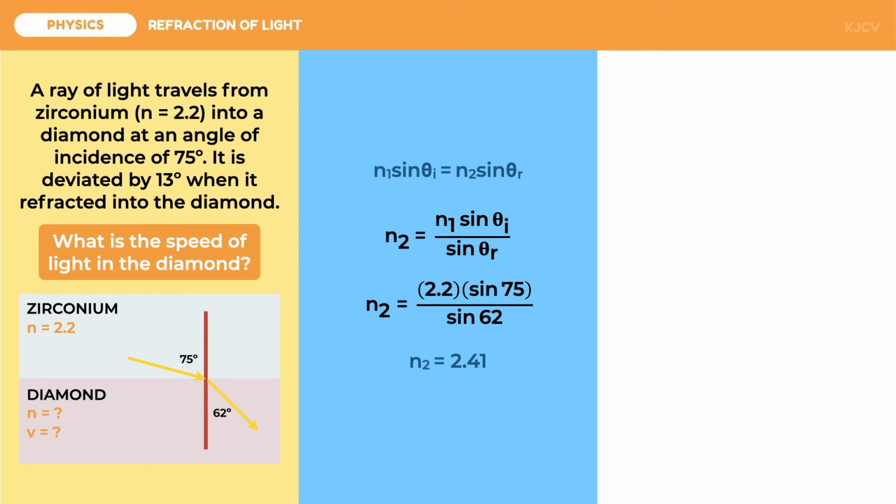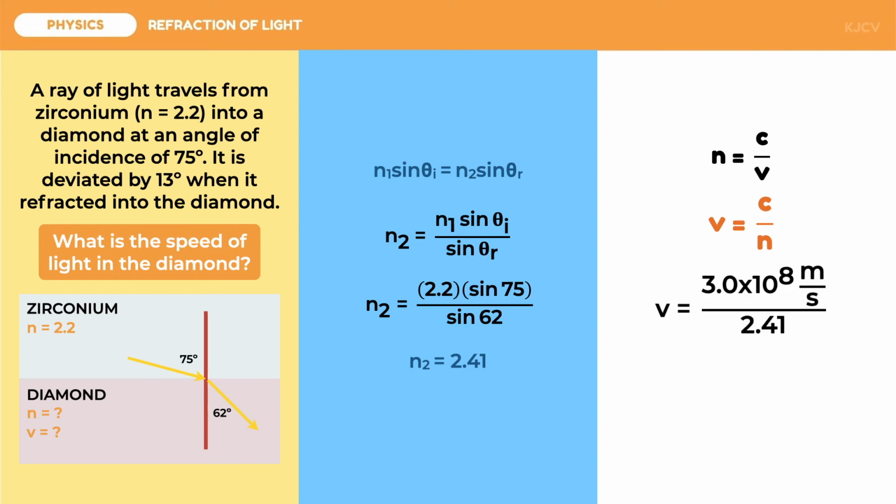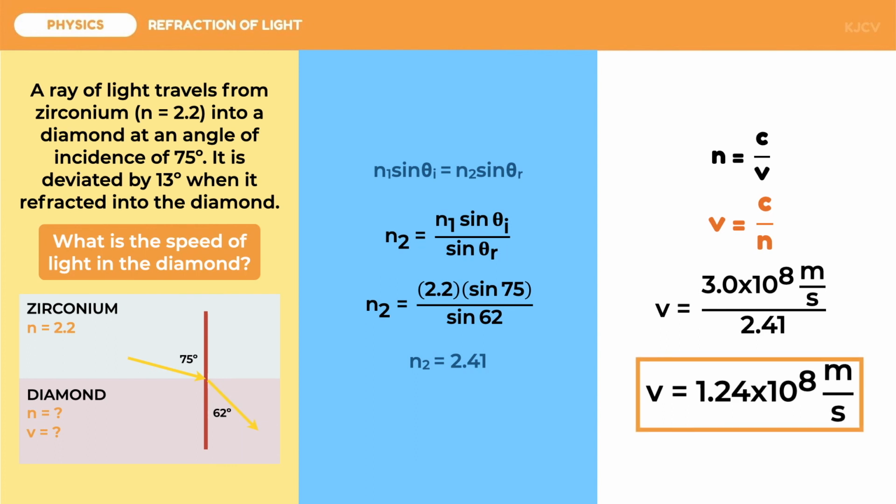Now, we can solve for the speed of light in diamond by using n is equal to c over v. To get v, we have c over n. Plugging in the values, we have 3 times 10 raised to 8 meters per second over 2.41. Computing this, the speed of light in diamond is 1.24 times 10 raised to 8 meters per second. And this is how we solve word problems on refraction of light.